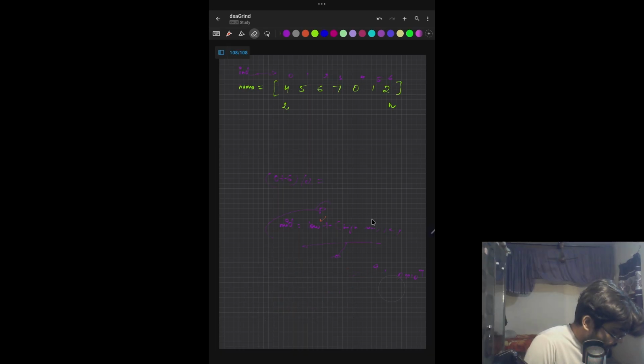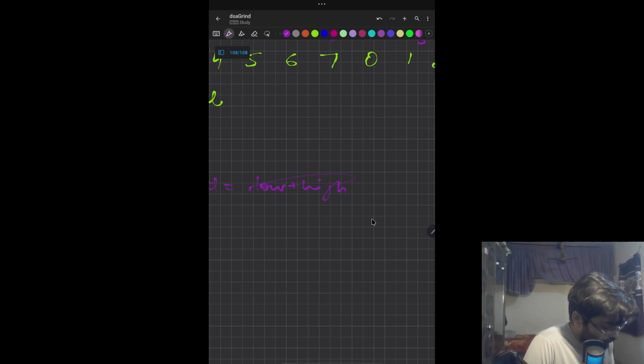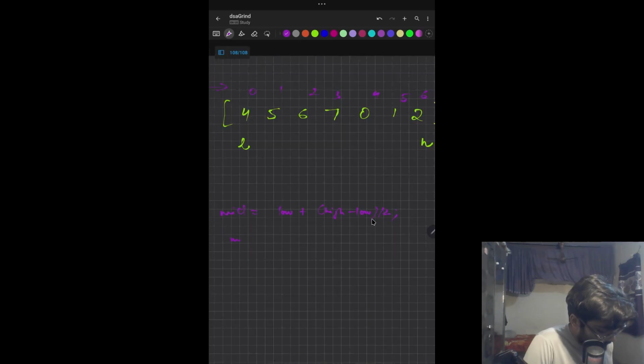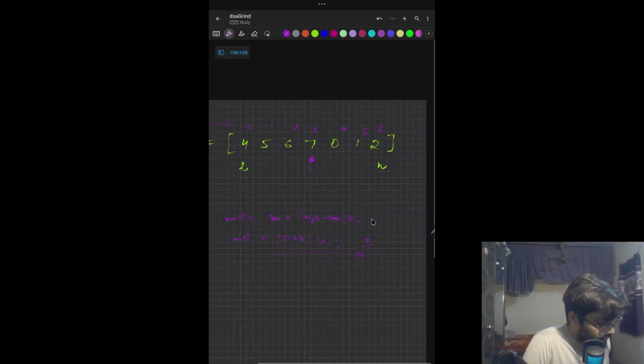So let's just go back to the question now. We had to calculate mid, which is low plus (high minus low) divided by 2. We can also do mid equals 0 plus 6 by 2 for very small values, it is no problem. So this will come out to be 3. So let's put a mid at 3. Here's the mid pointer.